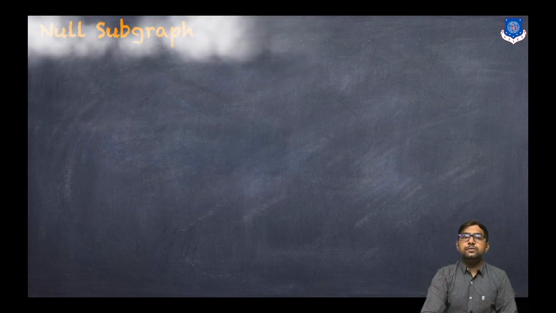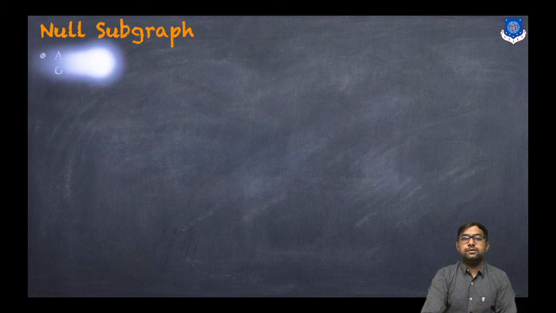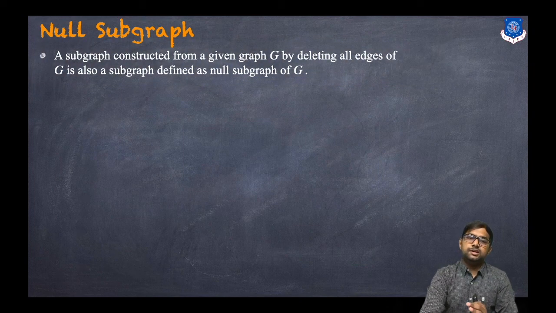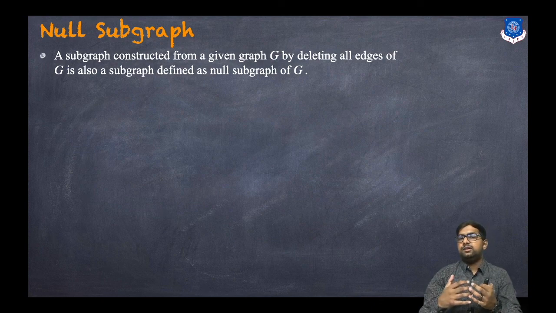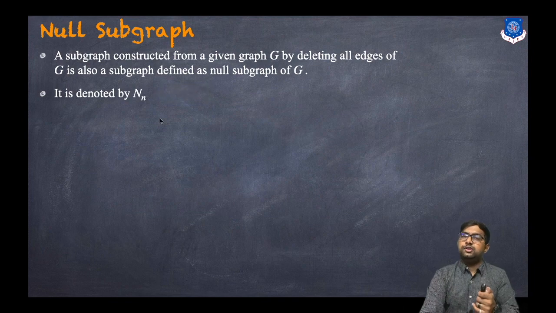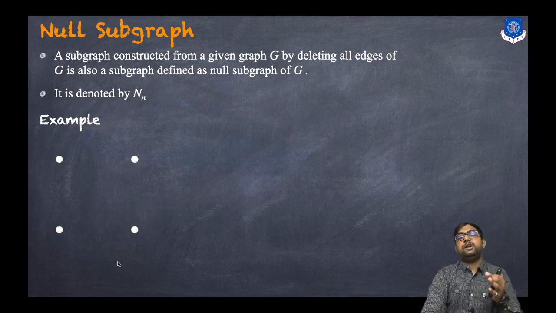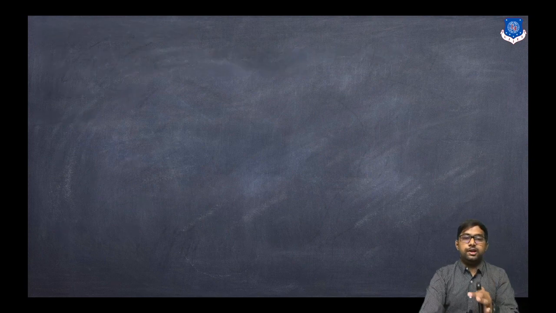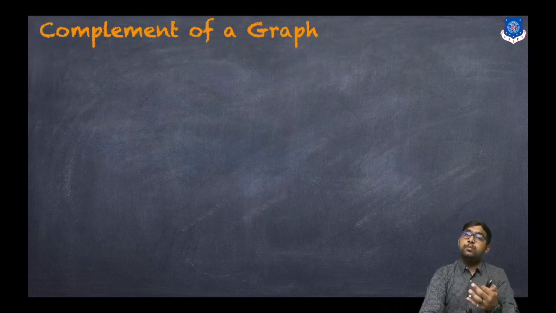Now what is a null subgraph? A subgraph constructed from a given graph by deleting all the edges of G is defined as a null subgraph, and it is very easy. It is denoted by the symbol N. This will be the null subgraph having 4 vertices, so it is N4. Now let us discuss what is a complement of a graph.